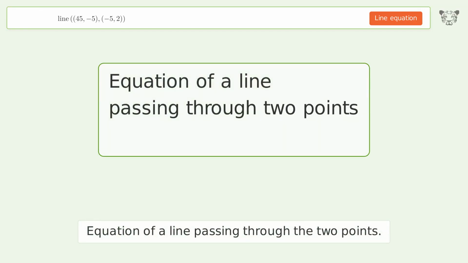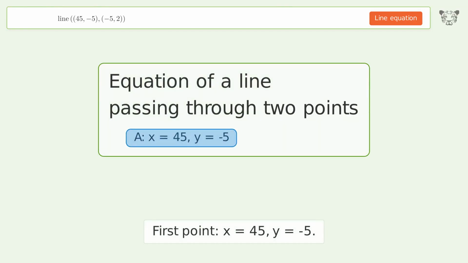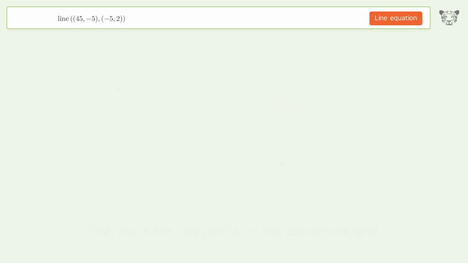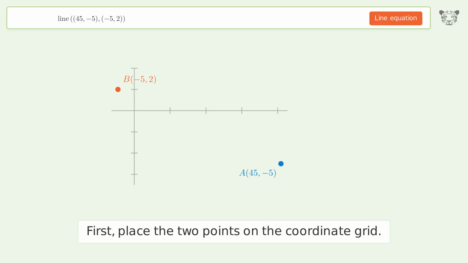Equation of a line passing through 2 points. The first point has x equals 45, and y equals -5. The second point has x equals -5, and y equals 2. First, place the 2 points on the coordinate grid.